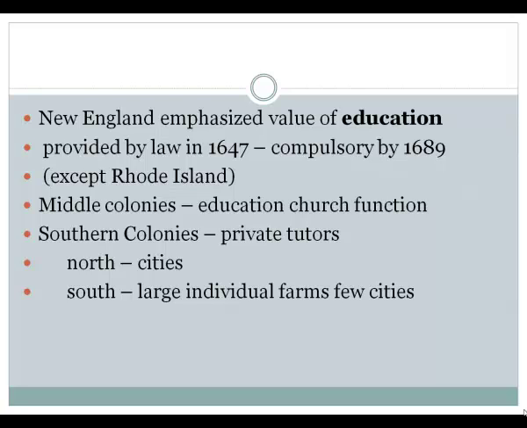The middle colonies believed that the education of the children was up to the church. And in the southern colonies, because we didn't have any cities, it was large individual farms, and you had private tutors. There again, the eldest son of the plantation owner may need to be educated, but he didn't need that much education to keep books. If you wanted to be a minister or a lawyer, you could go away for school, but for the most part, education was seen as something that wasn't necessary.